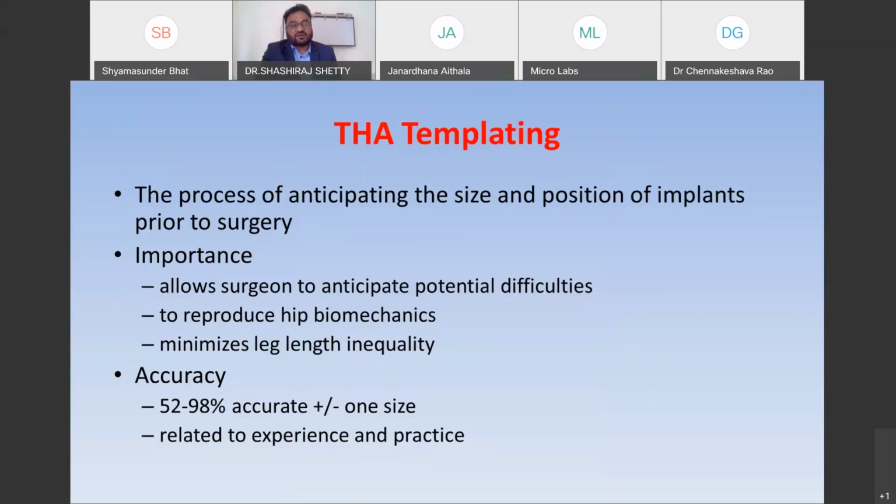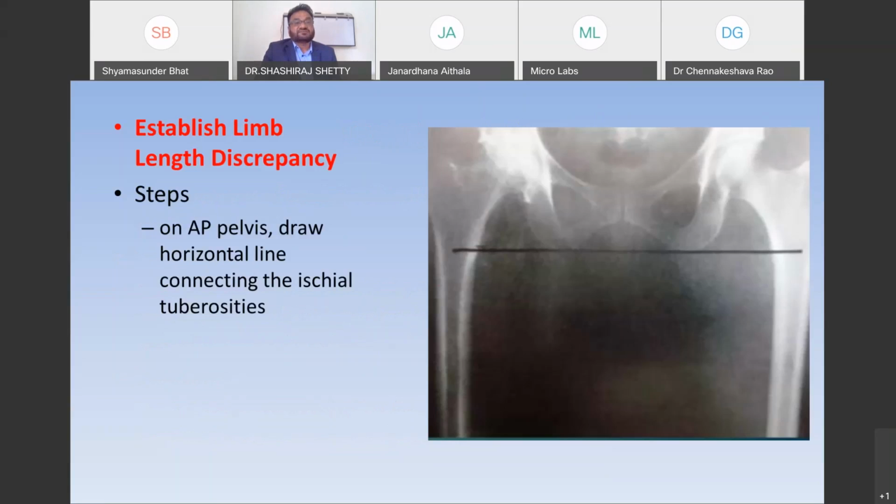Now, I just briefly wanted to tell you about templating, the process of anticipating the size and position of the implant prior to the surgery. The importance is to allow the surgeon to anticipate potential difficulties, reproduce hip biomechanics, and minimize limb length inequality. Accuracy is 50 to 98%, plus or minus one size, related to experience and the practice. Steps: in the AP view, draw a horizontal line connecting the ischial tuberosities. The X-ray should be adequate. For an adequate AP X-ray, there are some norms.